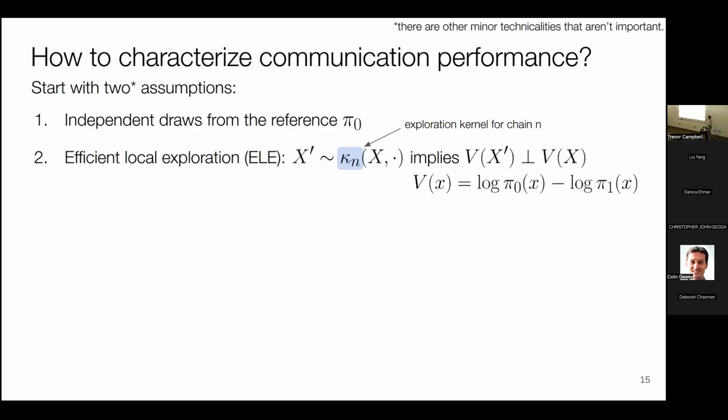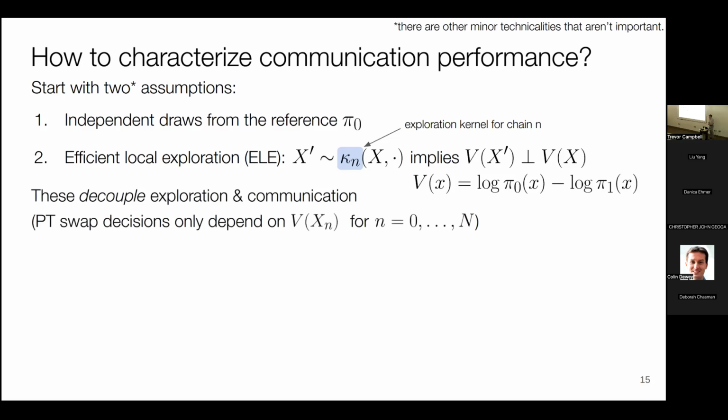But if you're willing to take this leap of faith with me, what this does is it lets us decouple the analysis of exploration and communication. It delinks them completely because the swapping only depends on the V's. So I can now just completely ignore my kernels and just pretend I have independent draws of the V's at every iteration and look at what the index process does in that case.